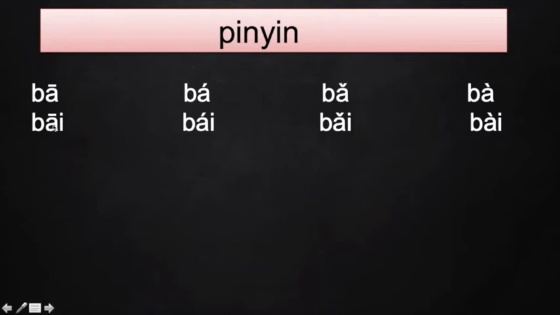Next is the combination of b and ai. The final is ai, and when we combine it together, we're going to have bai. Okay, repeat after me. Bai, bai.